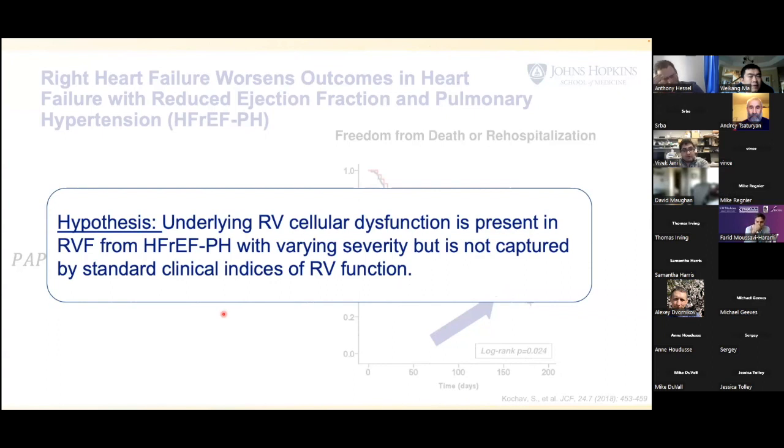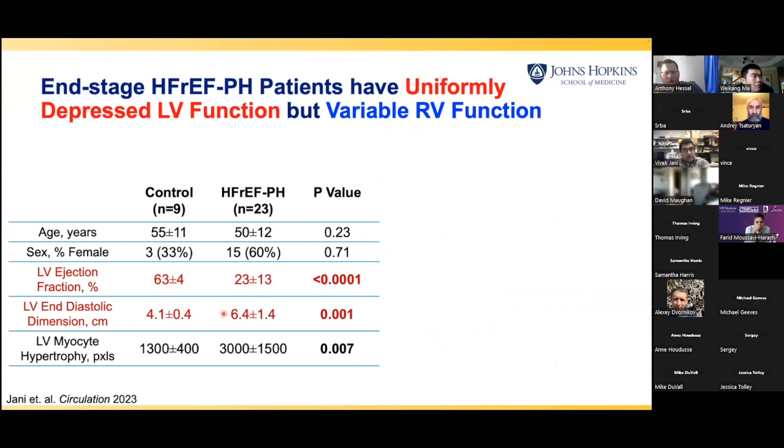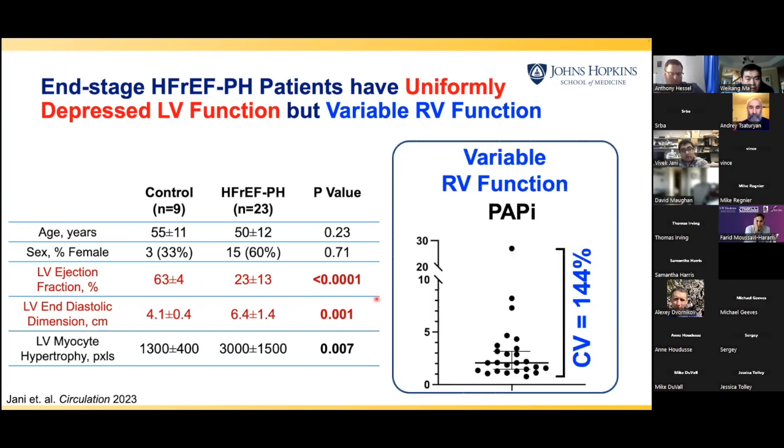To explore this question, we looked at explanted hearts, and specifically we looked at right ventricular septal tissue from 23 HFrEF PH patients and 9 non-failing controls, which are age and sex matched as shown below. You can see that these patients have uniformly depressed LV function. The ejection fraction is 23%, very low in all patients, and the LVs are quite dilated on echocardiography. However, when we take the same patients and look at their RVs, at least with right heart catheterization, we see that RV function is quite heterogeneous.